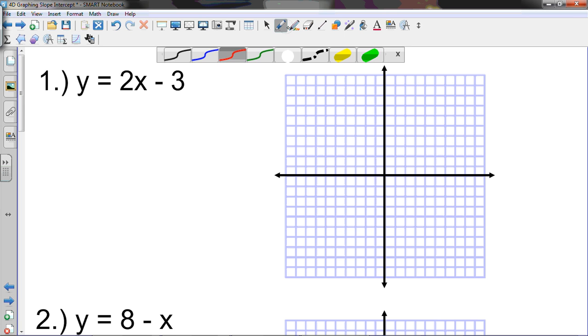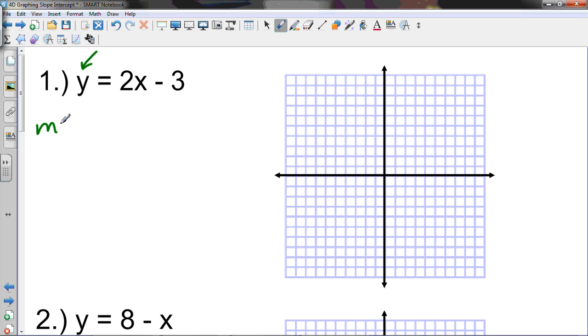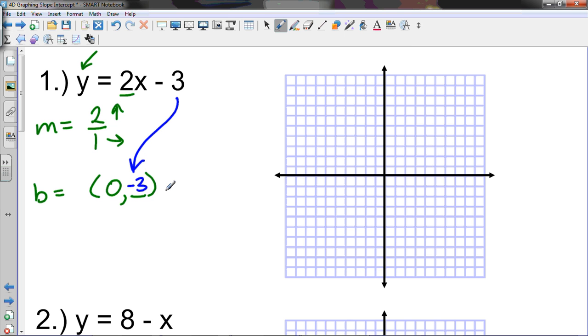First we want to establish, is the y by itself? When we do that, we can establish the slope. We look at the coefficient, the number in front of x, and write it as 2. Again, we want to change it to a fraction, so we have 2 over 1. There's our slope. Then our b, our y-intercept, I'm going to write as an ordered pair, always 0, comma b, and that's 0, comma negative 3. That tells you where to start.